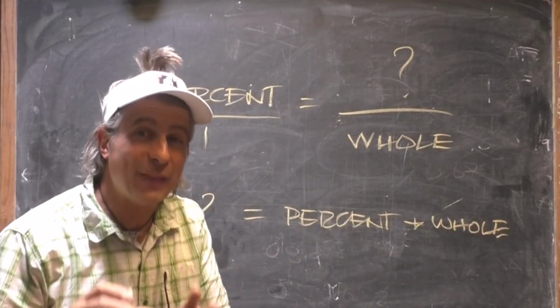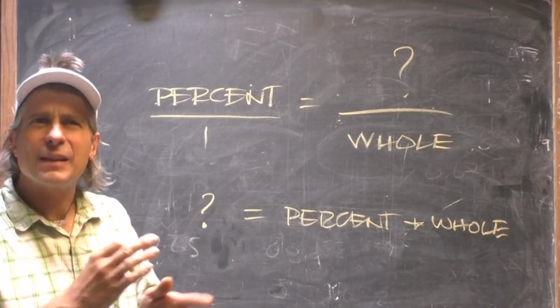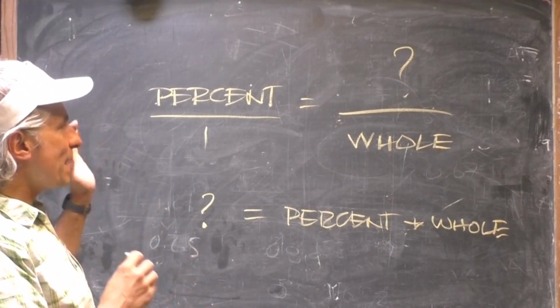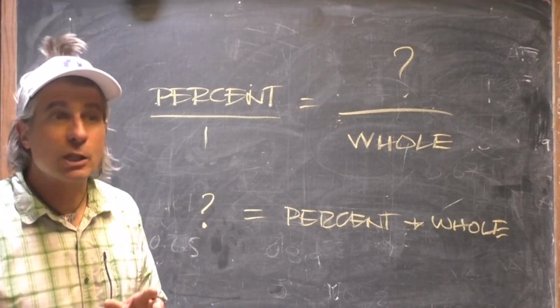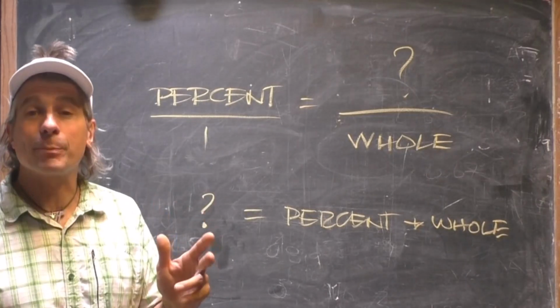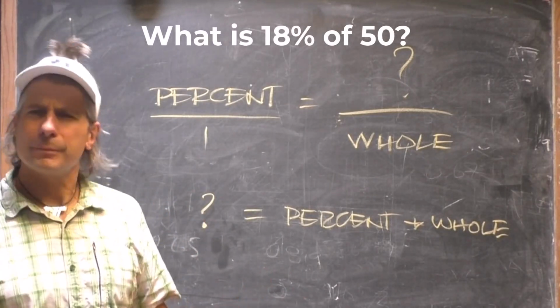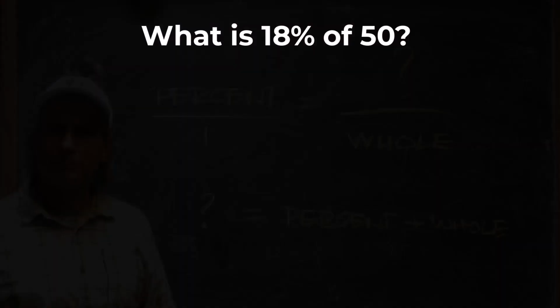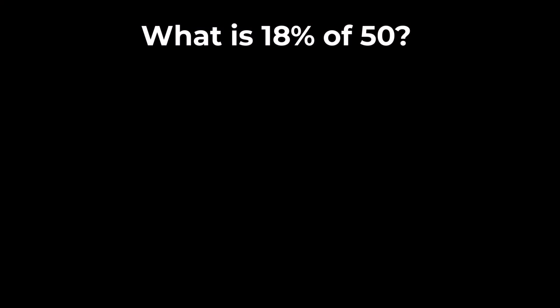Now, one of the things that sits well with this is these kinds of problems are often expressed as, what is, say, 18% of 50. As a matter of fact, let's go do that one right now. This would be a good place to start. Okay, what is 18% of 50?